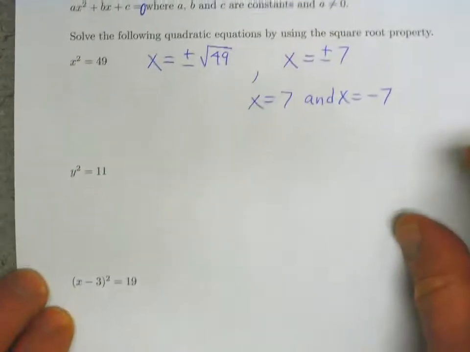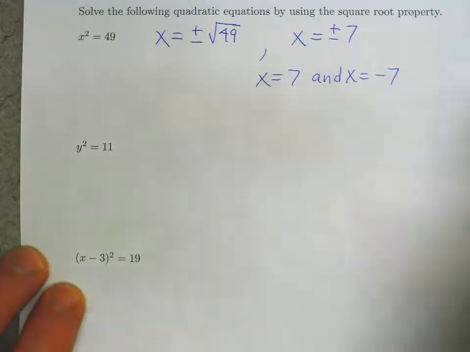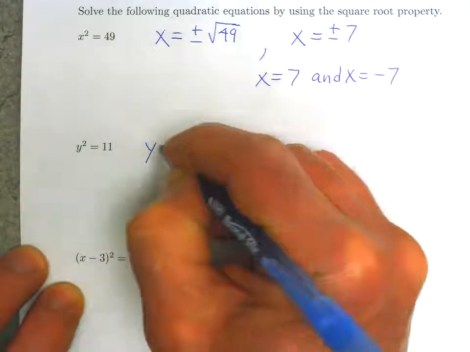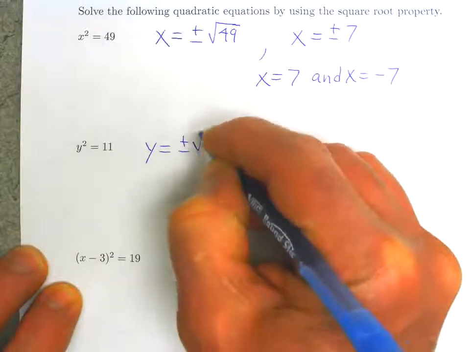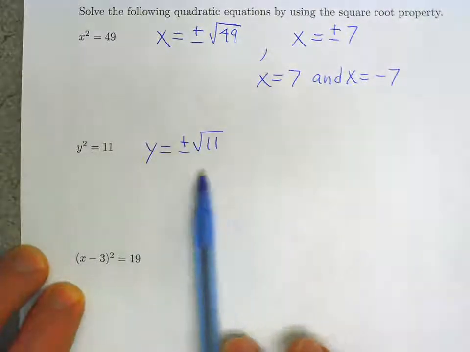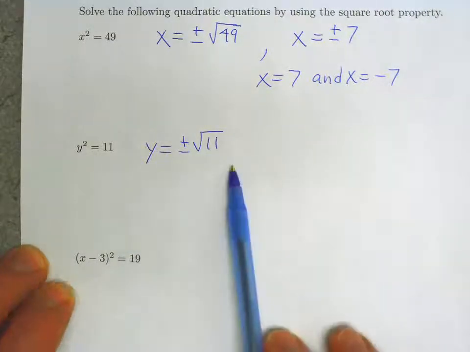Okay, in the next example, y squared equals 11. Apply the square root property. We get y equals positive and negative square root of 11. And the square root of 11 cannot be simplified further, so these are the two solutions.